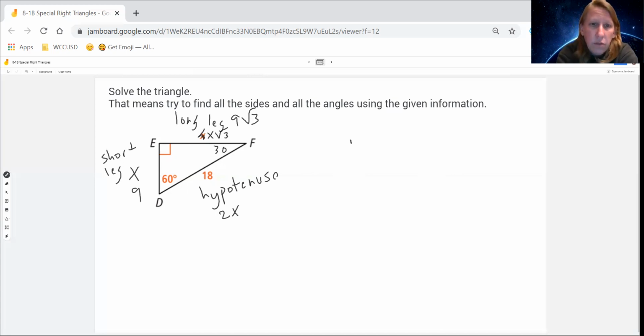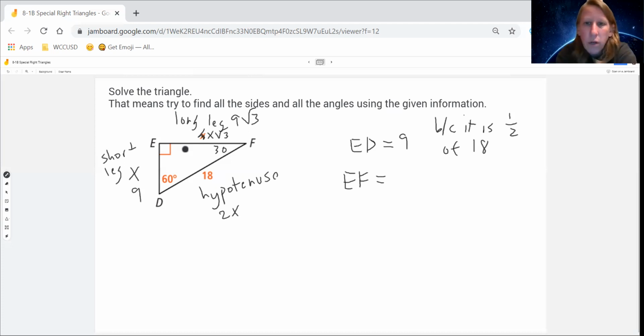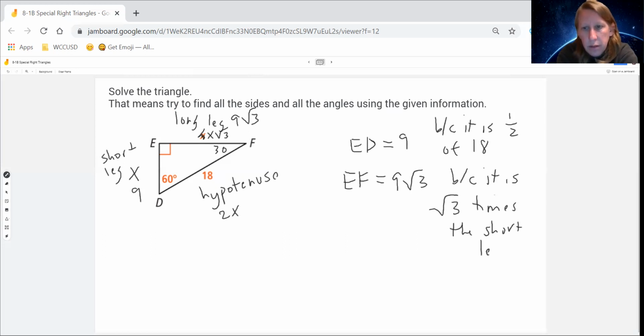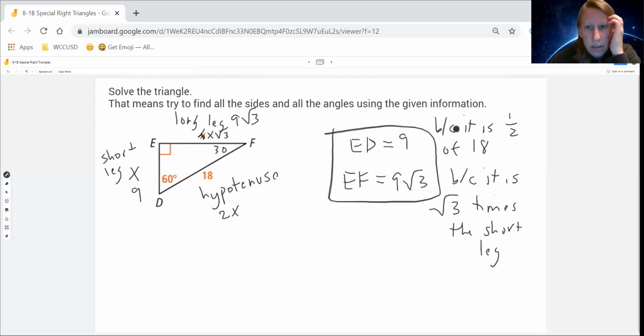So if you wanted to make it look a little bit nicer, you could list out the information that you found. You could explain how you know, because it is half of 18. Okay, that would be like showing a little work. And then you could say because it is square root of 3 times the short leg. Something like that. That would be a good way to show work for this.